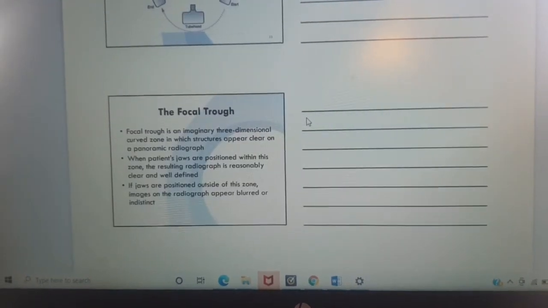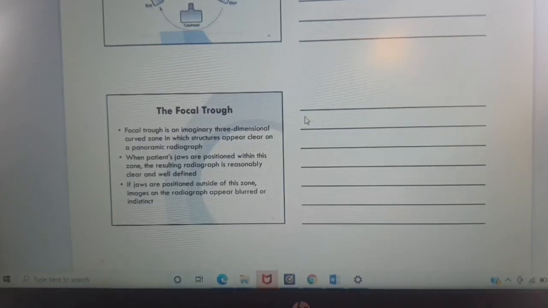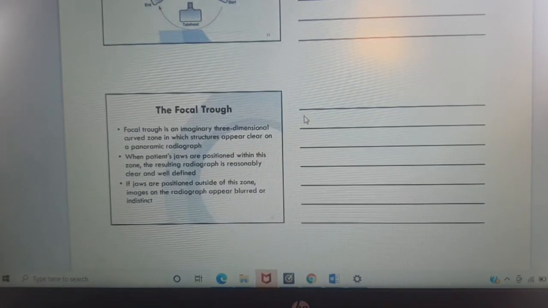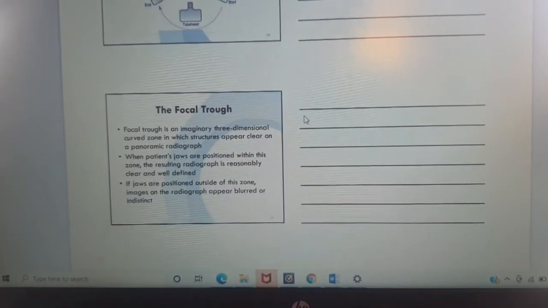So the next thing, ladies and gentlemen, that we'll be discussing, that is very important and you must take into consideration every time you take a radiograph, in particular extraoral radiographs, is the focal trough. So the focal trough, if I can put it this way, is basically known as the image layer or sharpness. Ne? So this would be a three-dimensional curved zone in which the dental arcs are positioned to achieve the sharpest image.